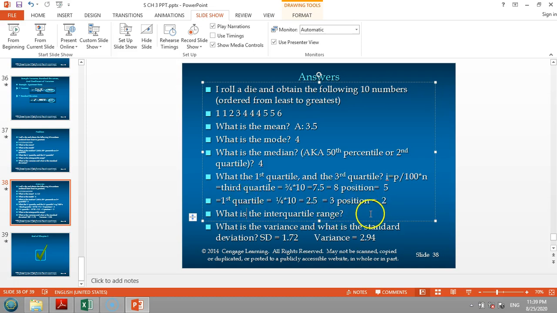What is the interquartile range? Well, it's 5 minus 2, which equals 3. What is the standard deviation? What is the variance? You can just plug in the formulas. These are numbers I got. So what is 1.72? The average distance from the mean. So it's about 3.5, the mean, plus minus 1.72 is about the average distance from the mean. Okay.